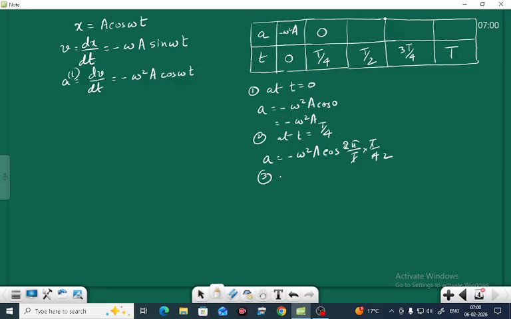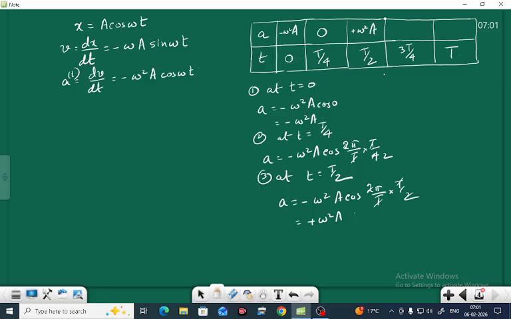And the third point, at time t is equal to T by 2. So the acceleration is equal to minus omega square a cos 2 pi by T into T by 2. So T cancels, 2 cancels, cos pi. The value of cos pi is minus 1. Therefore the value is minus omega square a into minus 1, that is plus omega square a. Here the value is plus omega square a.